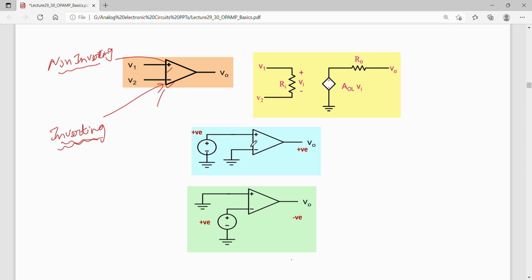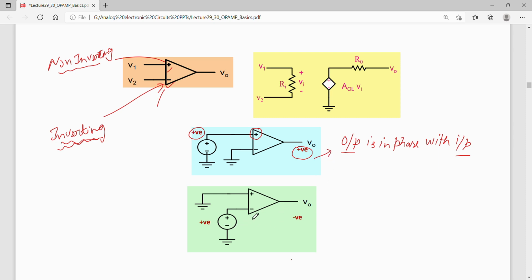So let us say that some input is applied to the non-inverting terminal and the other terminal is grounded. In this case the output is in phase with the input, so we indicate this by positive on both input and output. Output positive means the output is in phase with the input.